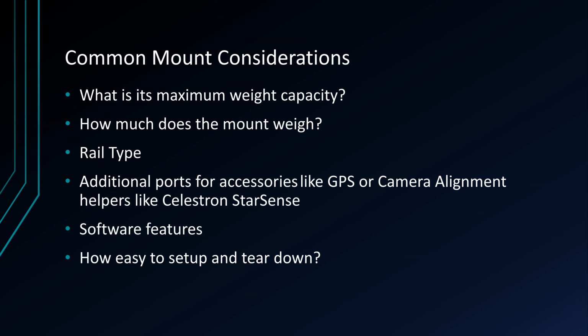There are different types of rails out there, for example, the Vixen dovetail. It's worth checking to see what type of dovetail your mount has. Sometimes they'll have a universal adapter so that it'll support multiple dovetail rail types. But if you choose a mount that only supports one dovetail rail type, that also tells you what scopes you can or cannot put on that mount. So something to keep in mind there.